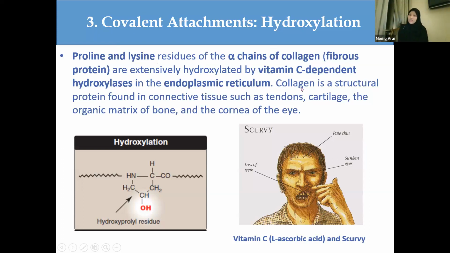And the example is collagen in connective tissues such as tendon, cartilage. So if you don't have enough vitamin C in your diet, you end up with a disease called scurvy, which is weak gums, pale skin, all those, because you're not making enough collagen, because there's not enough hydroxylation. Is this clear for everyone? Okay, that's good. So we talked about these 3.